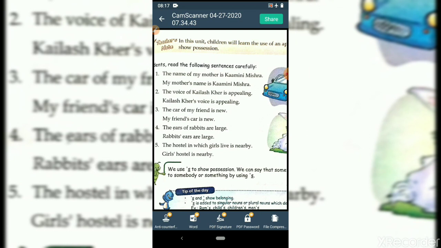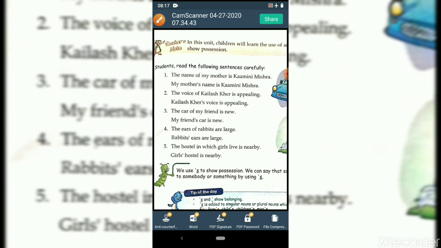For example, let's read the sentences carefully. The name of my mother is Kamini Mishra. To show the possession, we can also write the sentence as: my mother's name is Kamini Mishra. In this, we have used the apostrophe with the word mother. The name of my mother has been written as my mother's. You need to keep this in mind.